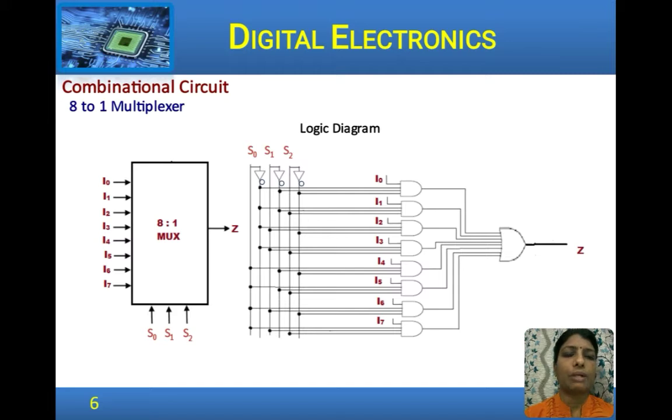So, for an 8:1 multiplexer, we have 8 inputs and 1 output. 2 power 3 is 8. So, 3 select lines are required, and this is the logic diagram for an 8:1 mux.